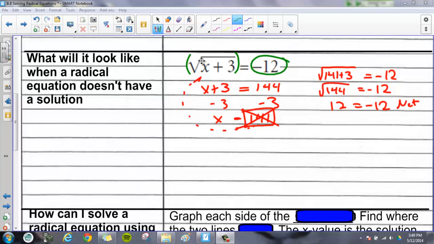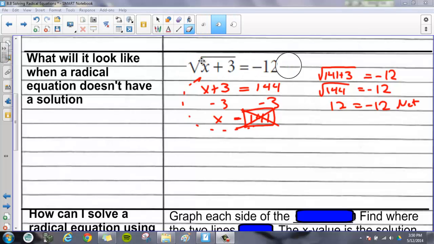The square root, I'm going to say it one more time. Ready? The square root of something cannot be negative. Okay? And right here we have the square root of something, and we're saying it's equal to a negative. But if the square root of something cannot be negative, then this cannot have a solution. That's what I'm trying to tell you here. So you've got to keep your eyes out for that.